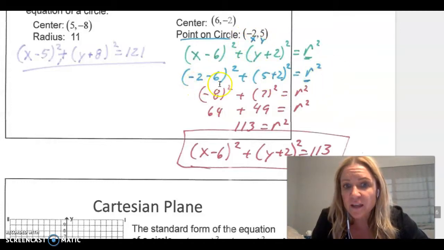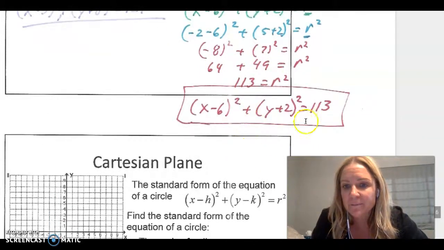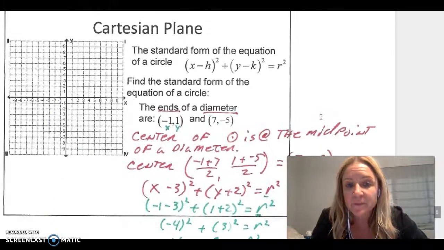So we simplify. -2 minus 6 is -8. When we square that, we get 64. 5 plus 2 is 7. When we square that, we get 49. Add those two together, and we get 113. And that becomes our radius squared. So we can just plug that number in. All right.